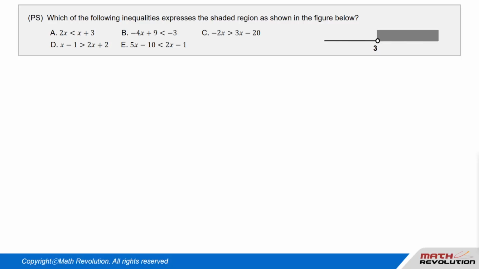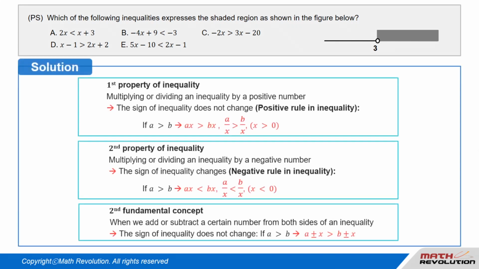Question: Which of the following inequalities expresses the shaded region as shown in the figure above? Solution. The second fundamental concept in inequality: when we add or subtract a certain number from both sides of the inequality, the sign of inequality does not change. So, if we add or subtract x from both sides of an inequality, it does not affect the inequality sign. If a is greater than b, then a plus or minus x is greater than b plus or minus x.